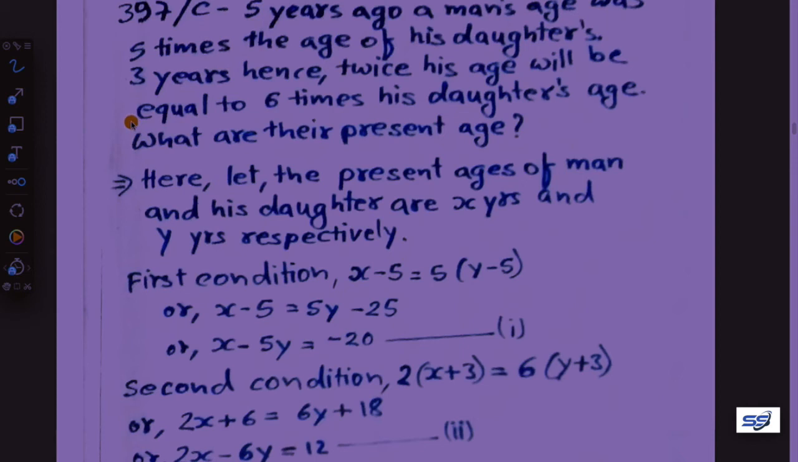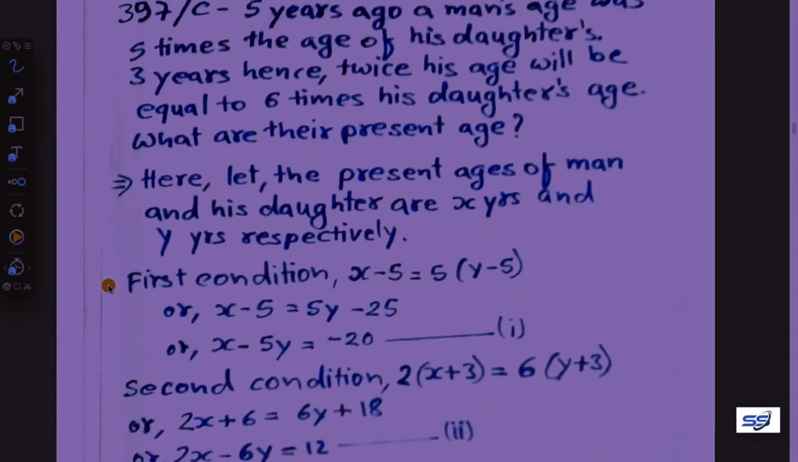Now to solve this age problem of father and daughter, we should assume certain factors. Let the present age of man and his daughter be x years and y years respectively. It means the man's present age is x years and the daughter's present age is y years. We assume this to get the values of father and daughter. From this assumption, we can make our equations as per the conditions of the question.